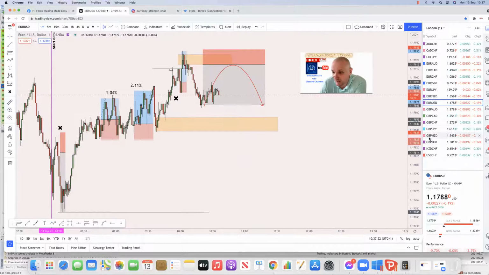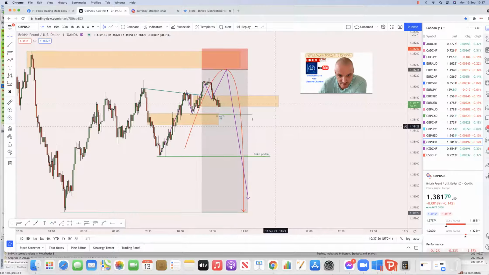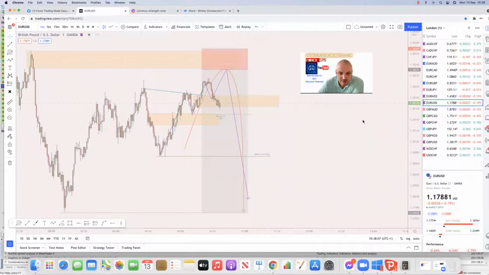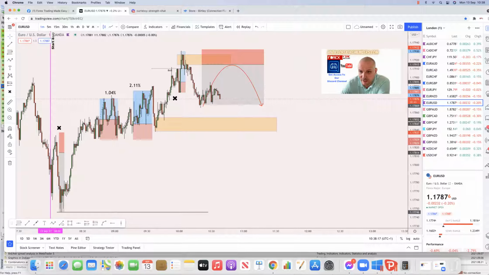Let's just go back on the GBP USD. And this looks as if it may hold. Again, I'm going to pause the video, guys. I've got another 10-15 minutes, and I'm going to give you a conclusion, and then I'll upload this to the YouTube channel and see what you guys think.